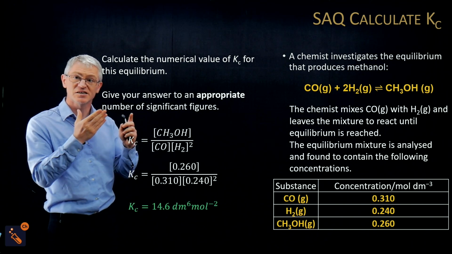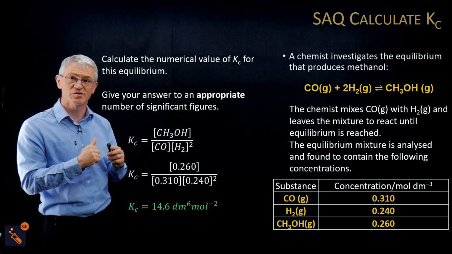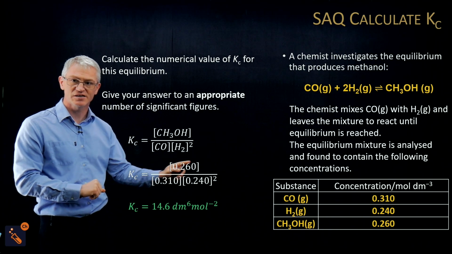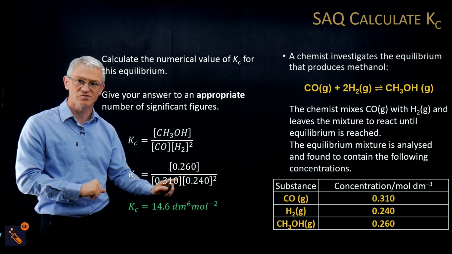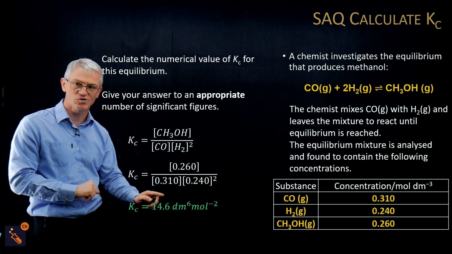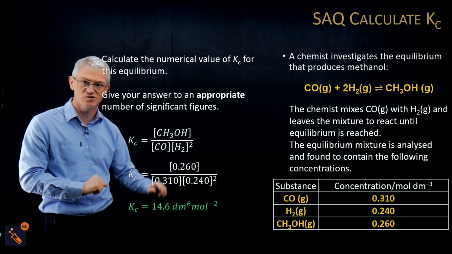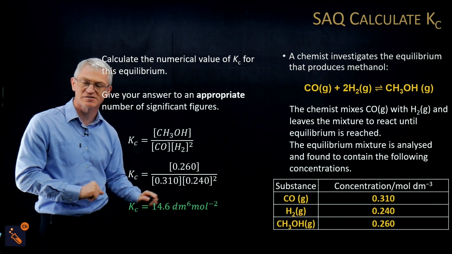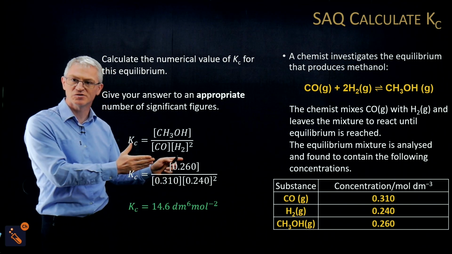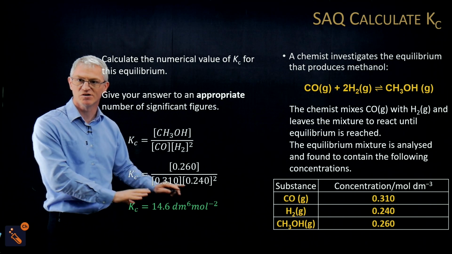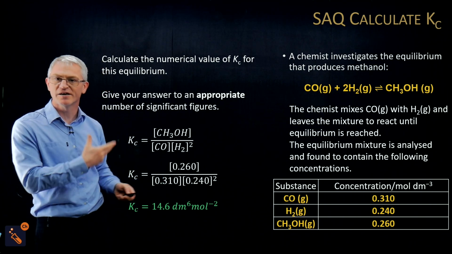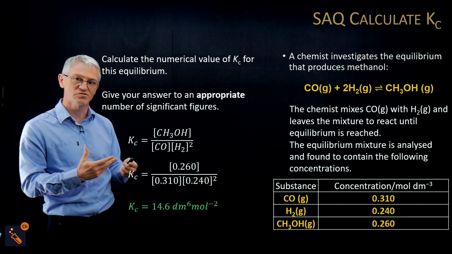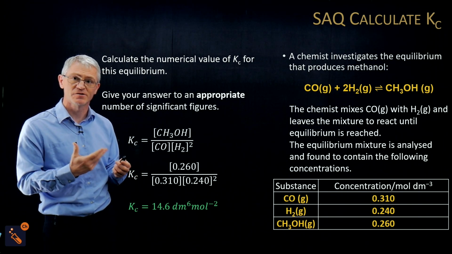It says, give your answer to an appropriate number of significant figures. It doesn't ask for the units, but we've given the units anyway. Look here, there is 1 on the top, there is 3 on the bottom. So you cancel out 1 of the moles per decimeter cubed, leaving you 2 moles per decimeter cubed. 2 times moles per decimeter cubed is this. Remember, raising it from the bottom to the top is like timesing by -1. That's why you end up with that. If you're not sure about that, the previous video on this will tell you how to do units.